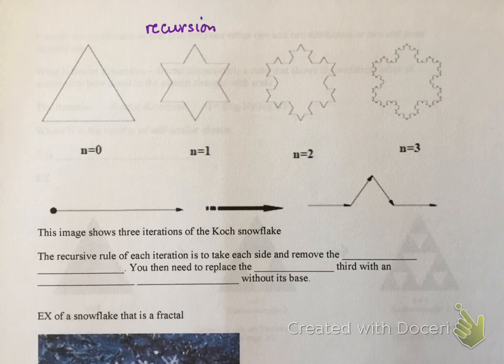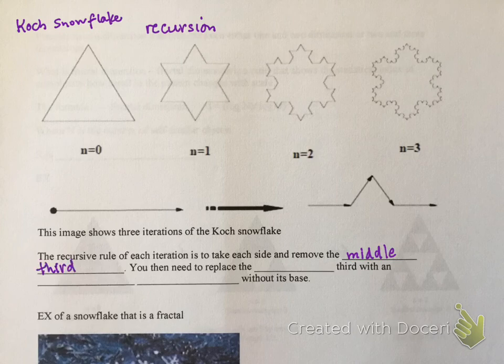So I gave you an example of a Sierpinski triangle, and now this is an example of what's called the Koch snowflake. It's a really pretty fractal, and I want to show it to you. So here is 3 iterations of the Koch snowflake. And the recursive rule for each iteration is to take each side and remove its middle third.